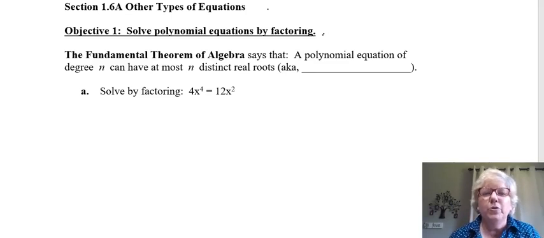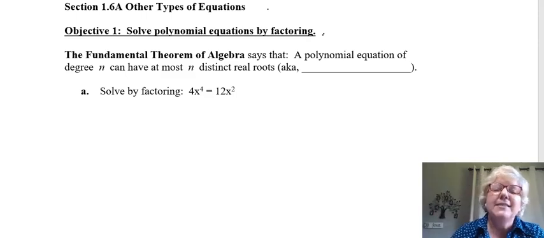Hey, today we're going to go ahead and continue talking about solving equations. Now, I first want to go over with you something I've mentioned before in class, and that is the fundamental theorem of algebra. When we were studying quadratic equations, which have a degree of 2, I said we should be getting 2 answers, and that comes from the fundamental theorem of algebra.